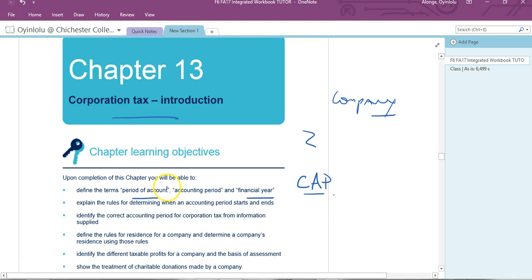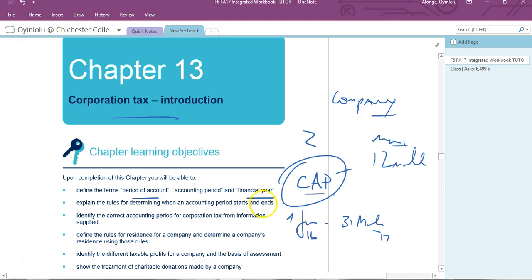The period of account is what you, as a company, will prepare your accounts to. You can have a period of account that goes from 1st of January 2016 to 31st of March 2017. So this could be your period of account. But fundamentally, only a maximum of 12 months is allowed when preparing company accounts, so we refer to them as chargeable accounting periods.